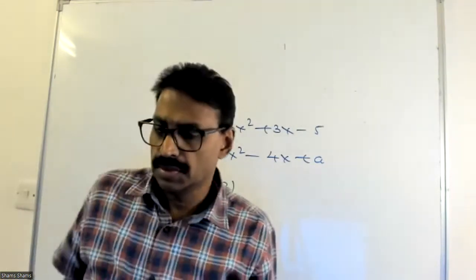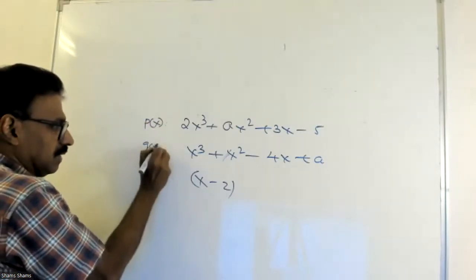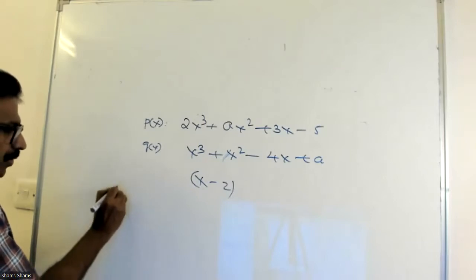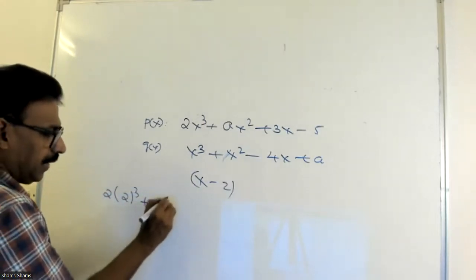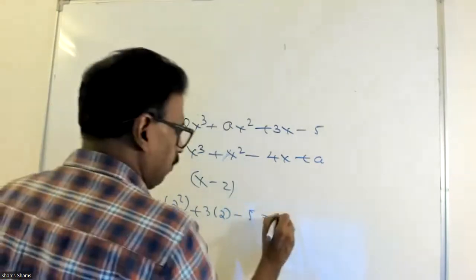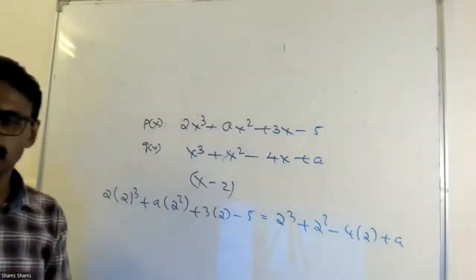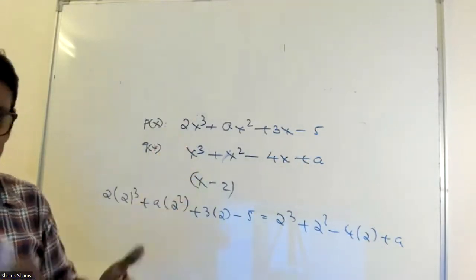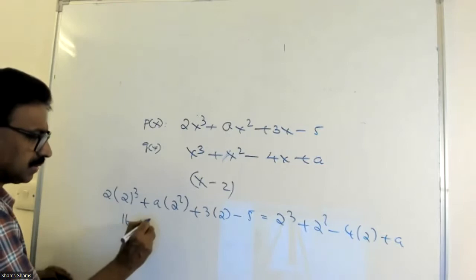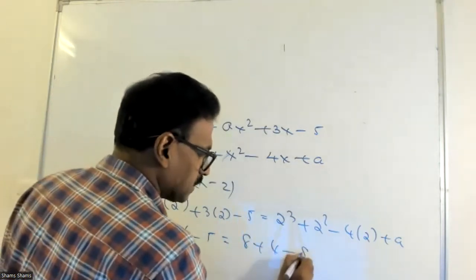Okay, look here now. Listen. This one I'm calling P of x. This one I'm calling G of x. When divided by x minus 2, the remainder is the same. So that means 2 into 2 cubed plus a into 2 square plus 3 into 2 minus 5 equals 2 cubed plus 2 square minus 4 into 2 plus a. As per the question, when you substitute here and here, the remainder is the same. So we can equate like this. 2 cube into a, 16 plus 4a plus 6 minus 5 equals 8 plus 4 minus 8 plus a.